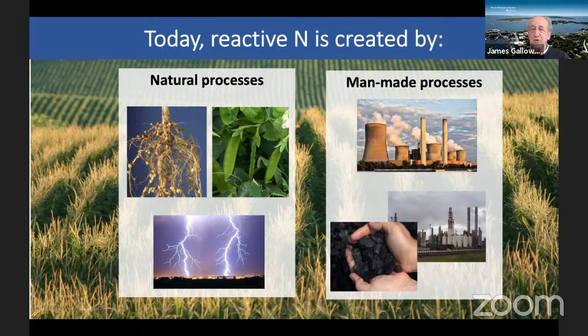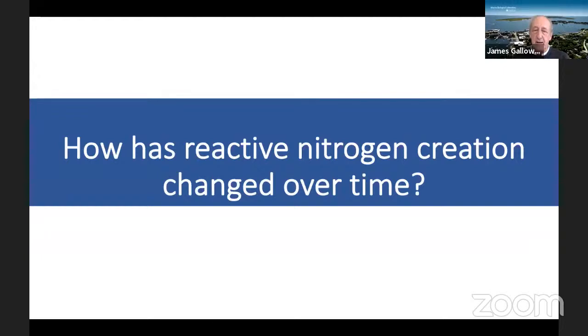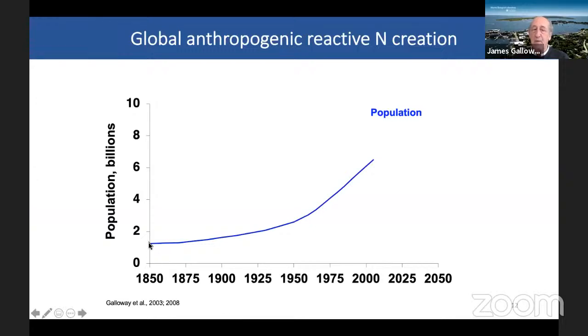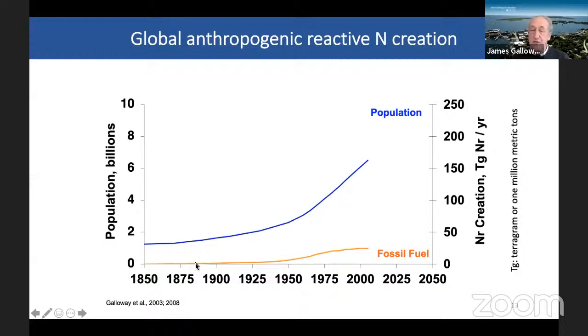Early on, nature controlled the amount of reactive nitrogen in the atmosphere, in our waters, in our soils. Back in 1850, we had around 1.4 billion people. This is how population has changed with time. This is now the creation rate of reactive nitrogen by fossil fuel combustion. I've put a new axis on here: reactive nitrogen creation, in teragrams of nitrogen per year. And a teragram is 1 million metric tons, or 10 to the 12th grams. It's a lot of nitrogen. And so over the course of time, fossil fuel use has slowly increased, and reactive nitrogen creation from fossil fuel combustion has increased.